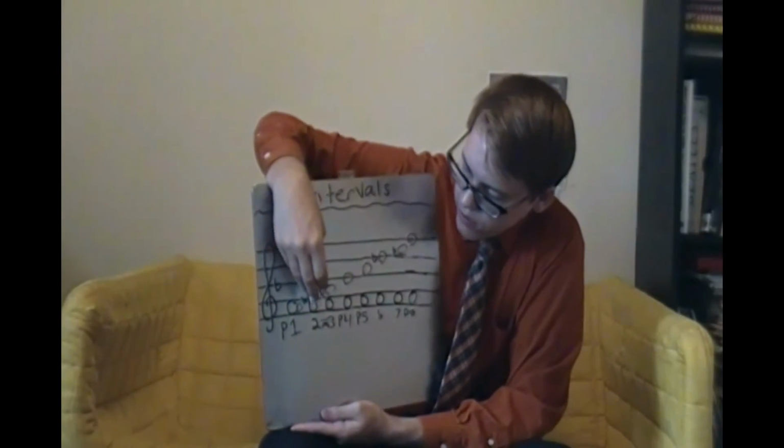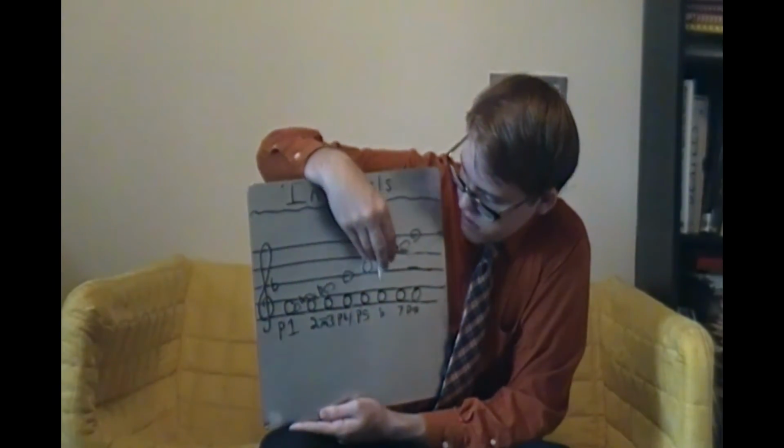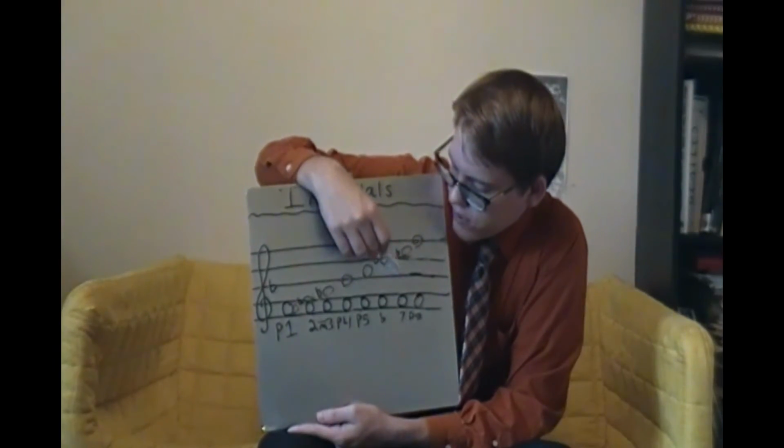F to G flat, that's minor, so that'd be a minor 2. F to D flat would make it a minor 6, and F to E flat would make it a minor 7. And a minor 7 is pretty common. You're going to see that a lot in music.